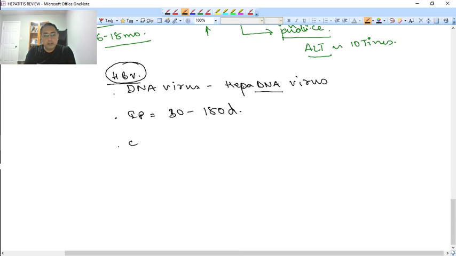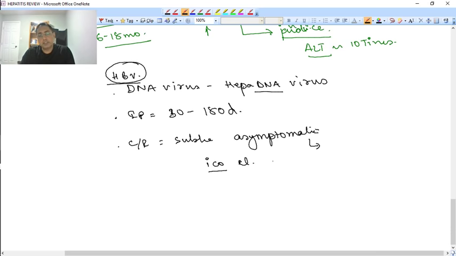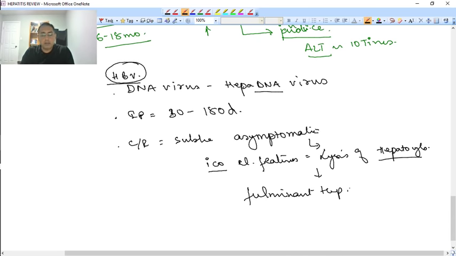And usually the clinical feature is that it's a subtle disease, which is asymptomatic. Asymptomatic subtle disease. And there is predominantly loss of hepatocytes, lysis would be there. In case of a patient showing clinical features, there is lysis of hepatocytes, and this lysis of hepatocytes may lead to fulminant hepatitis, which is particularly rare. It is rare, not so common. And this all is immune mediated.